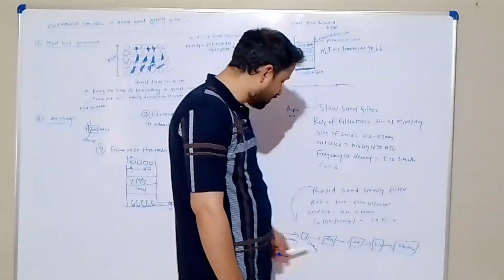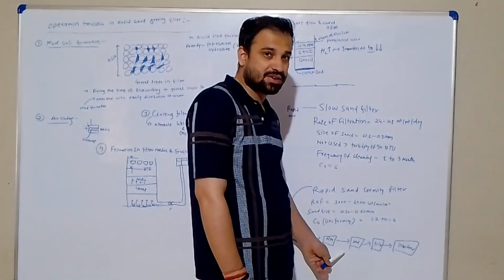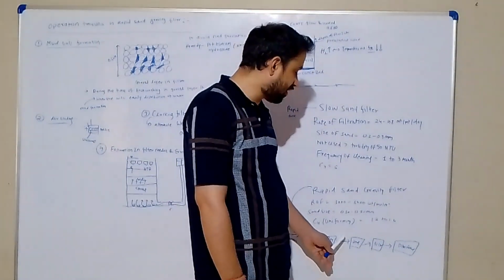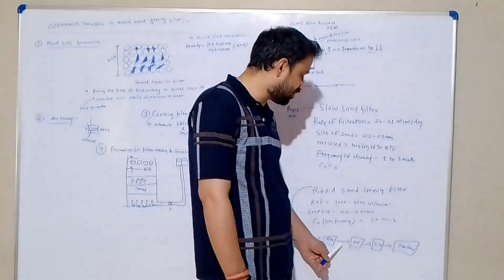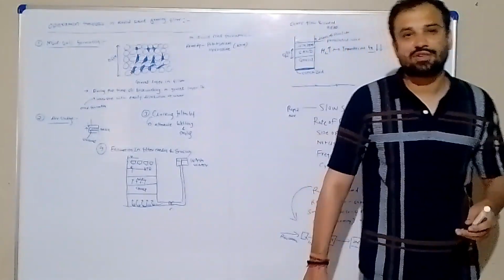Rapid mixing is induced in the rapid sand gravity filter, and slow mixing, flocculation, is carried out in the rapid sand gravity filter. After flocculation, we have sedimentation, filtration, and finally disinfection of the filtered water.